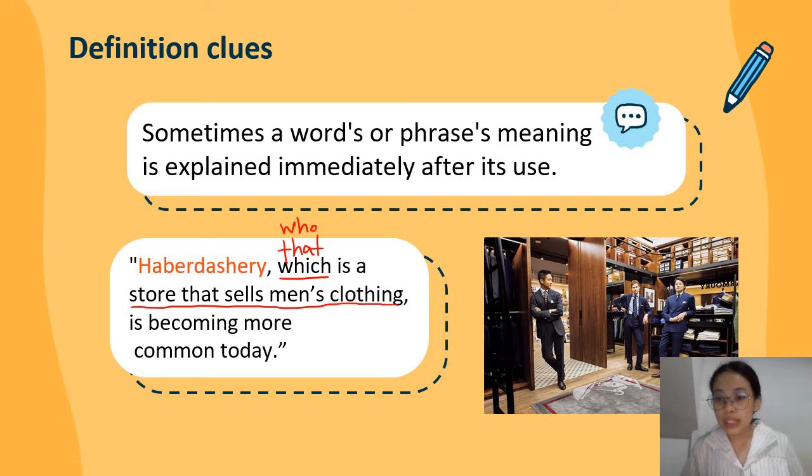You will know the end of the meaning when you see the comma. But be careful, sometimes the context doesn't provide a comma. So you have to find another word that signals the end of the meaning. So haberdashery is this picture.